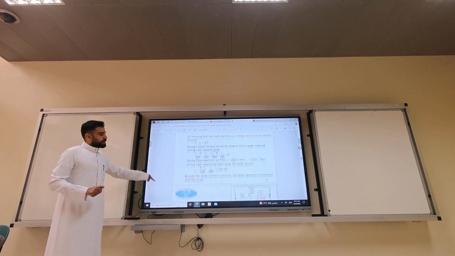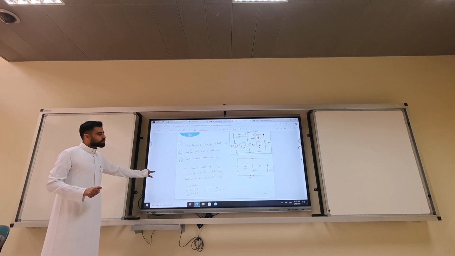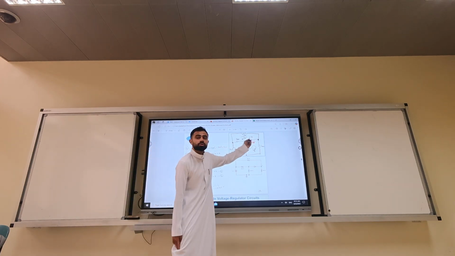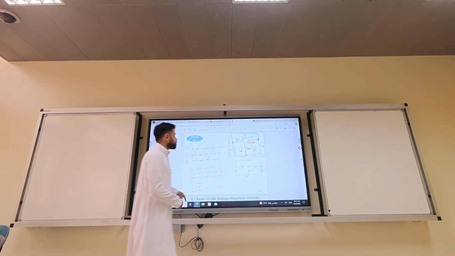Then we solved this circuit. And we said this circuit is better to be solved using what method? Mesh. Why? Because it has a super mesh.